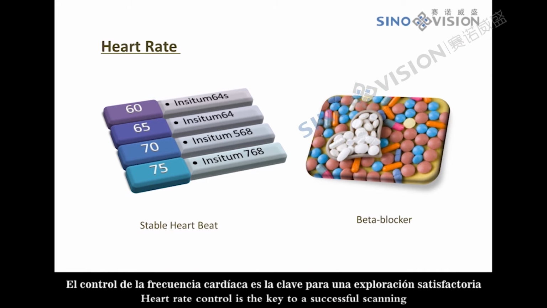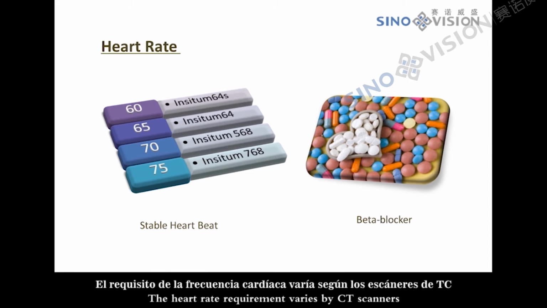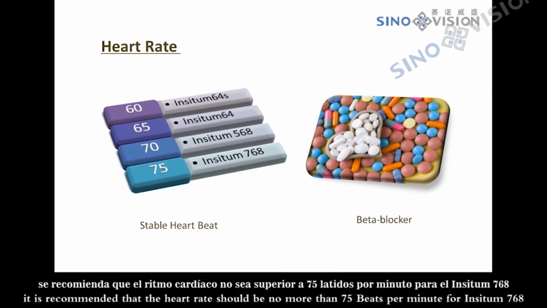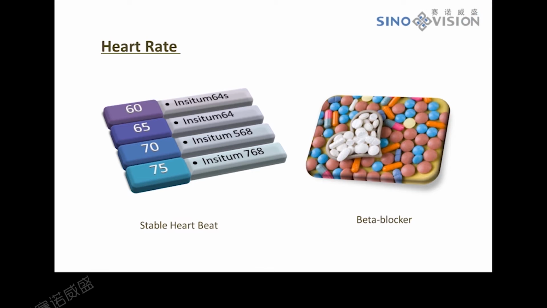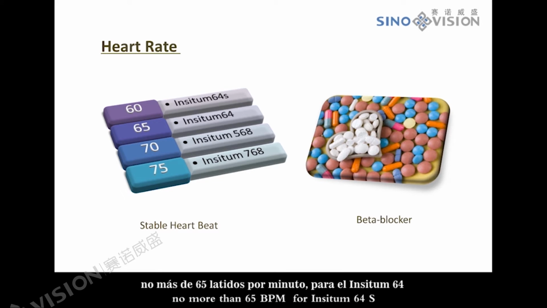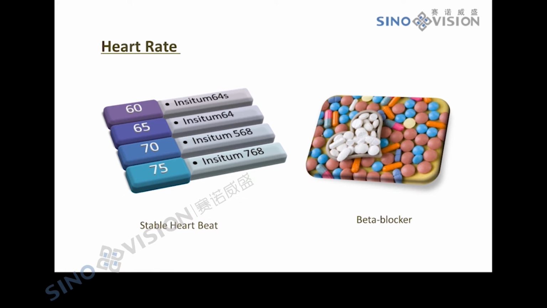Heart rate control is the key to a successful scanning. The heart rate requirement varies by CT scanners. In clinical use, it is recommended that the heart rate should be no more than 75 beats per minute for Incidem 768, no more than 70 beats per minute for Incidem 568, no more than 65 BPM for Incidem 64, and no more than 60 BPM for Incidem 64S.